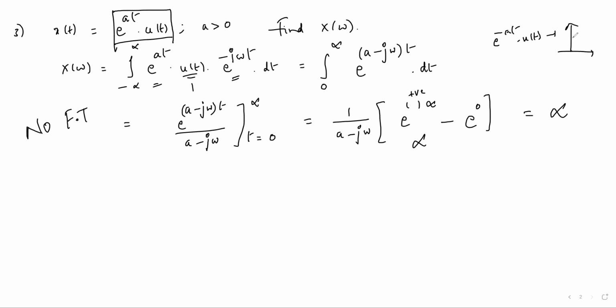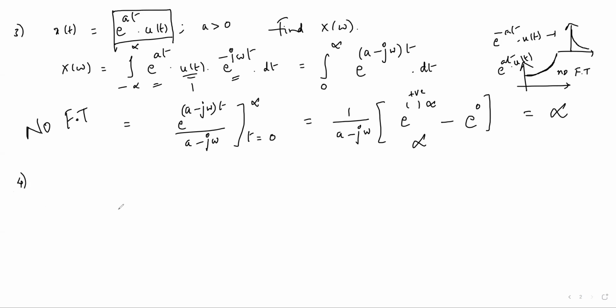E power minus at u of t graph will be like this. Now e to the power of plus at u of t, the graph for this is like this. This is e to the power of plus at u of t. Simply unbounded signal. This is an unbounded signal. There is no Fourier transform for this signal. It fails the Dirichlet condition.